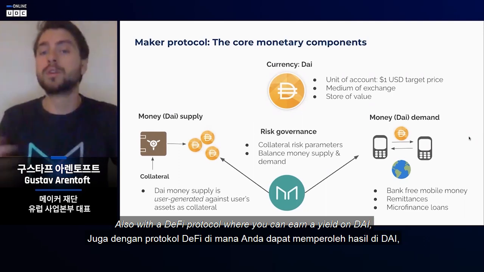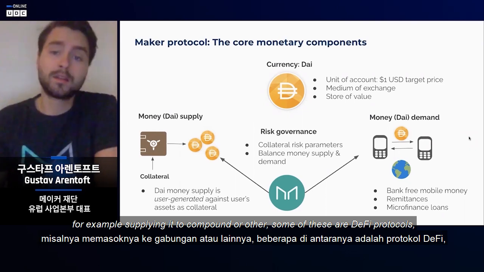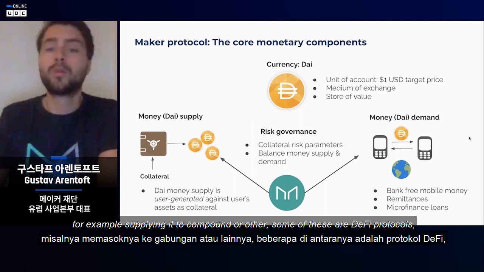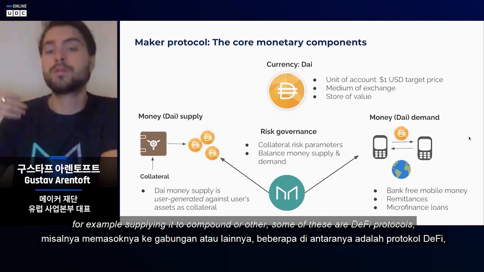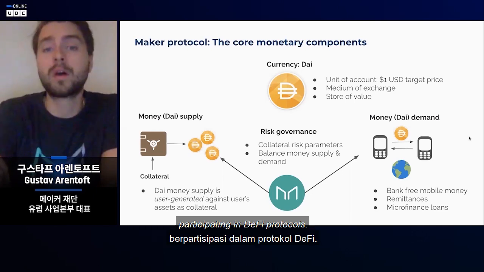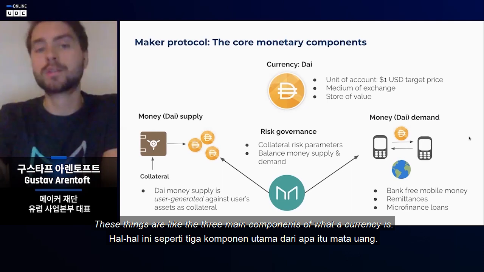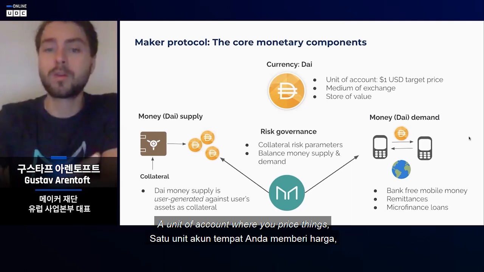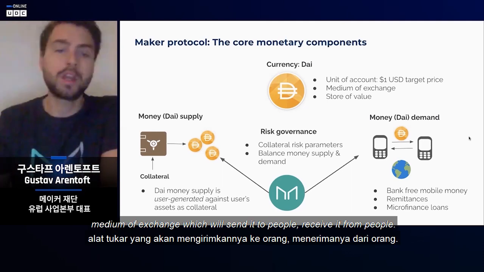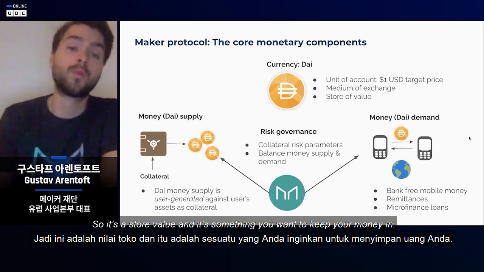And also with the DeFi protocols, where you can earn a yield on DAI, for example, by supplying it to Compound or Aave, or some of these other DeFi protocols, you can earn a pretty strong interest rate on DAI. So these are the three main components of what a currency is, right? A unit of account where you price things, a medium of exchange, where you're able to send it to people and receive it from people, as well as a store of value, something you want to keep your money in.